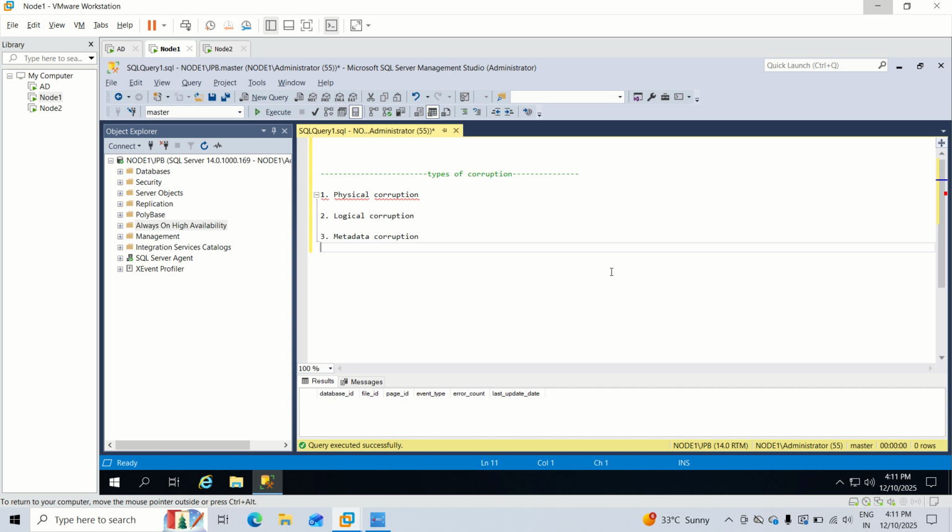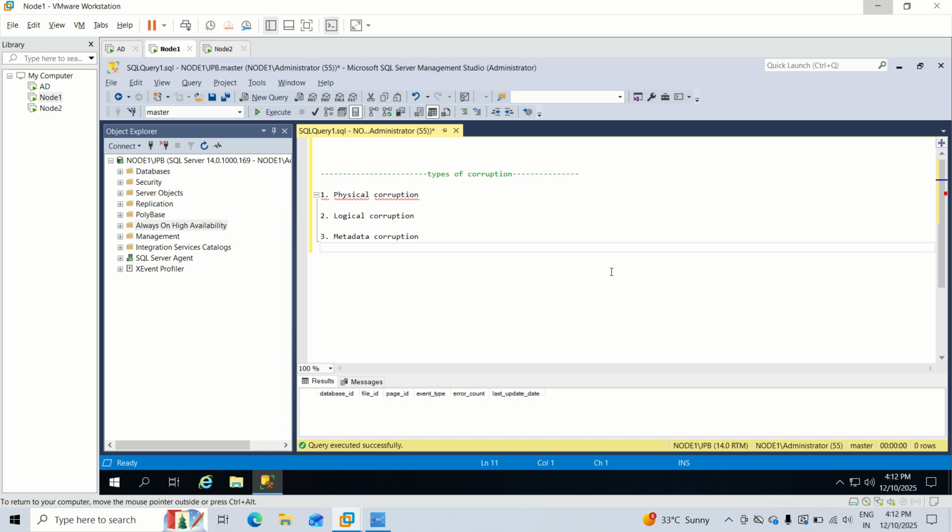And the symptoms are the database won't open, server startup issues, and errors when creating tables or indexes. Metadata corruption is dangerous because it affects the entire database structure.